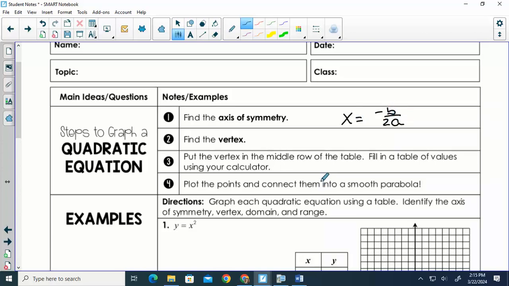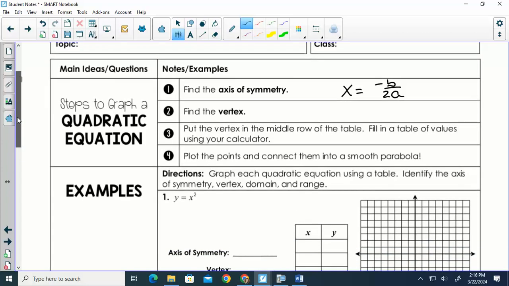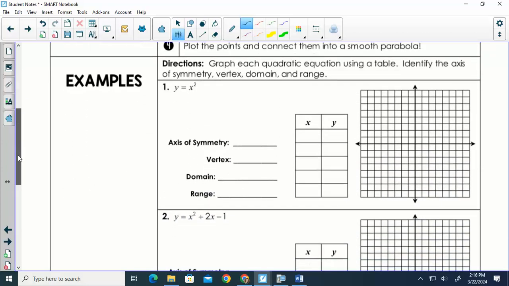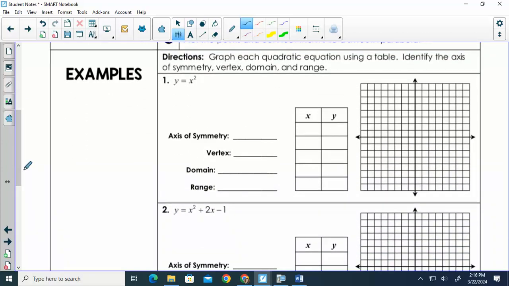And the vertex was an ordered pair. The x was the number we got from our axis of symmetry. And then how did we get y? Yes, put x back into the equation. So yesterday we were finding those two pieces of information and then drawing a rough sketch. Today we are going to draw a more accurate sketch.